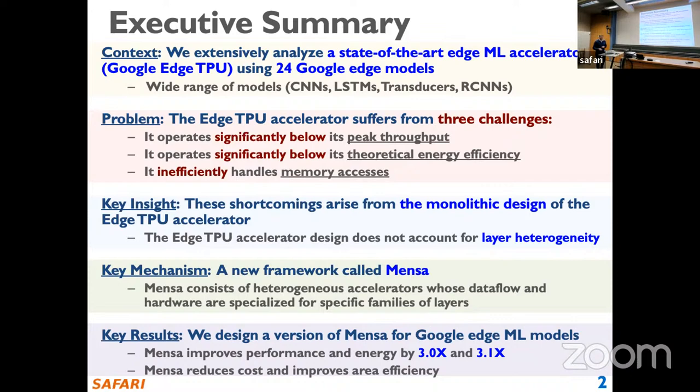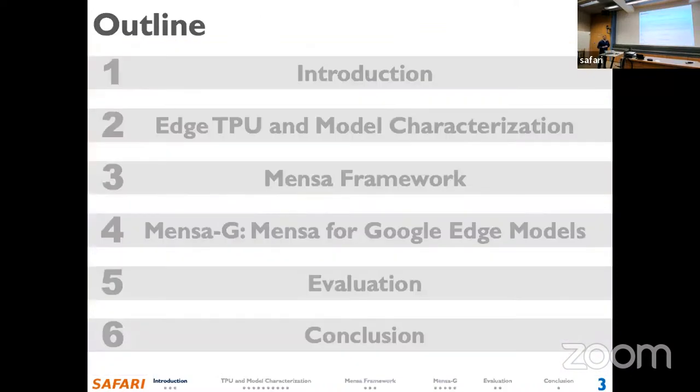So this is just a summary of what I'm going to talk about, and this is the outline of this talk. First I'm going to briefly introduce why it's important to do edge inference and the Google Edge TPU accelerator. Then we are going to present the characterization that we did at Google for the Edge TPU and the 24 different neural network models. Then I'm going to present the Mensa framework, then a realization of the Mensa framework for the Google Edge TPU models called Mensa-G, then evaluation and conclusion.